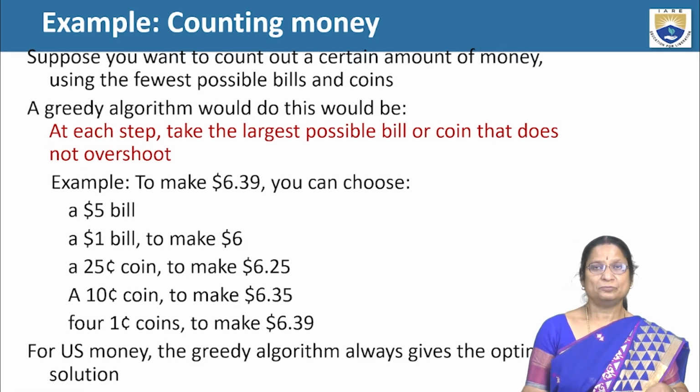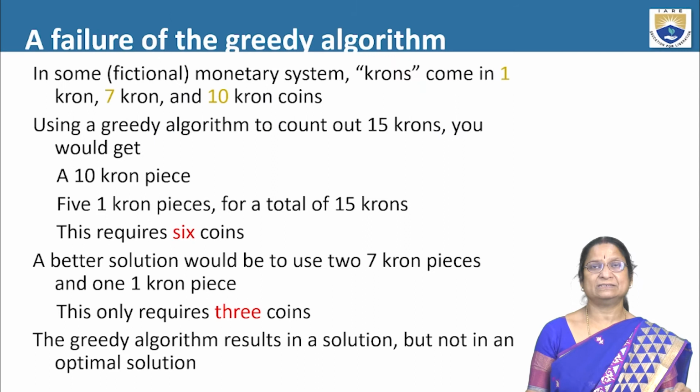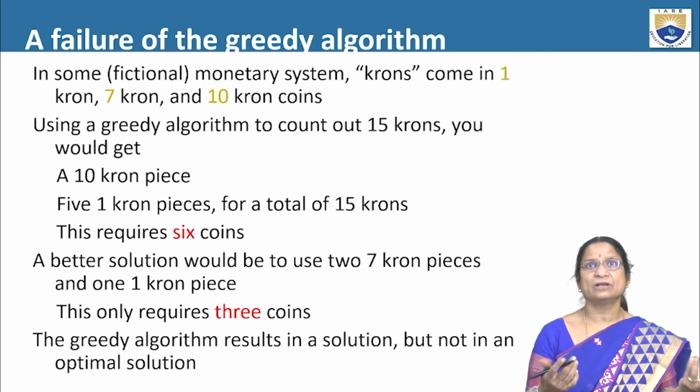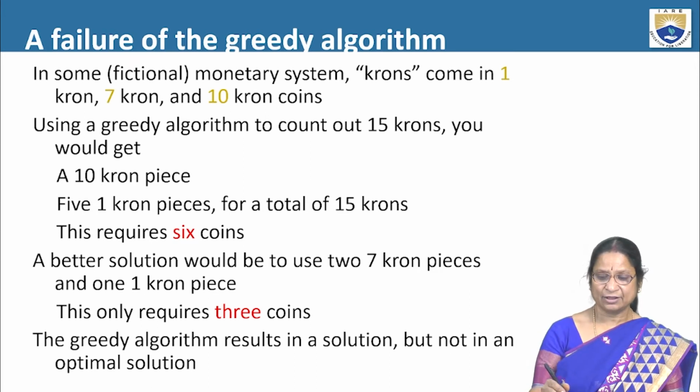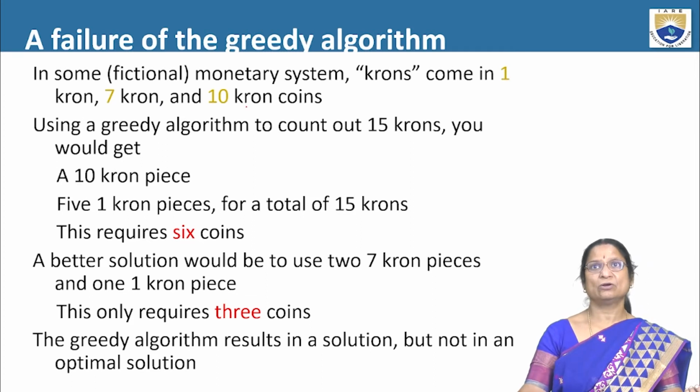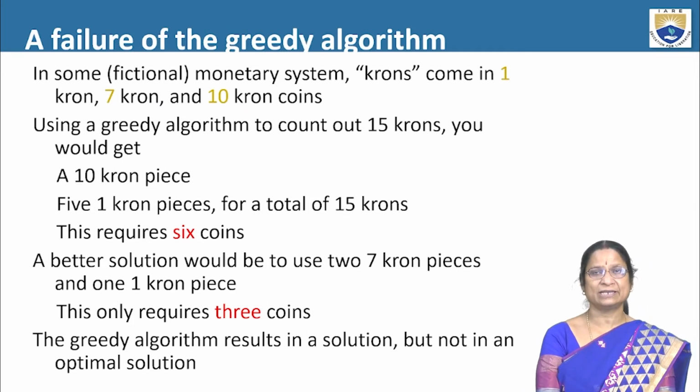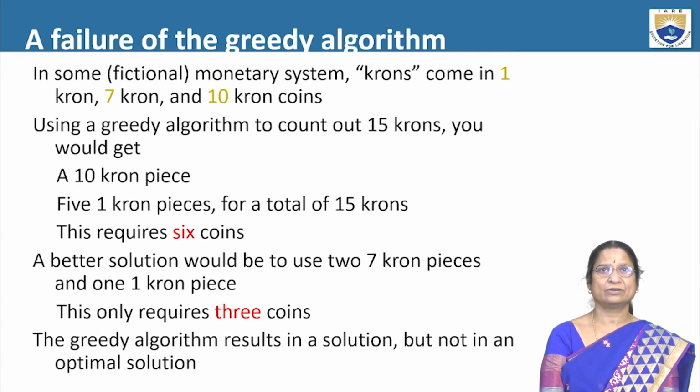Okay. I'll take one more example. Similar concept. Let us assume that some fictional money system is there, maybe crowns or something like that. Let us assume that it consists of 1 crown, 7 crowns and 10 crowns only. We have only these denominations, 1, 7 and 10.